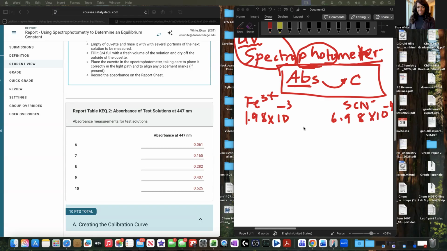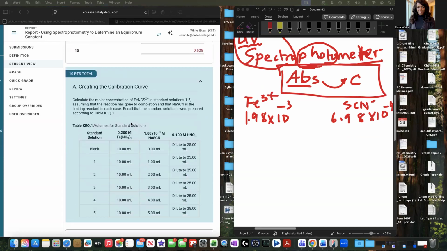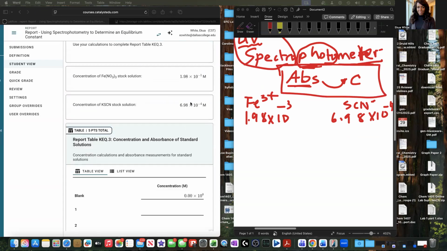I'll just call it 1, 2, 3, 4, 5. They call it 6, 7, 8. Okay. So this is the process of us creating the calibration curve. They gave us the concentration of the stock solution. So this is kind of reviewing what they gave us, right?